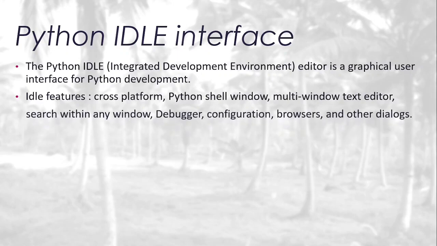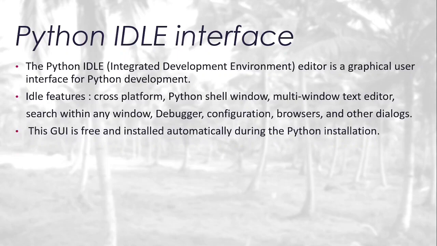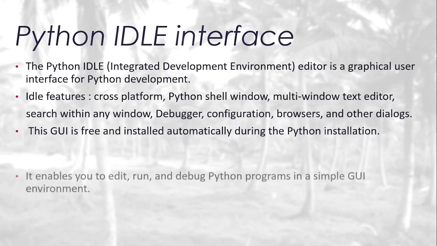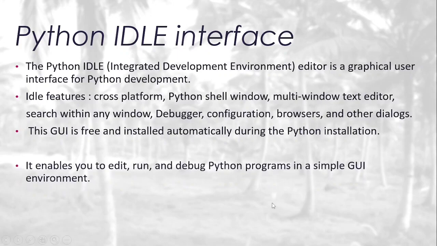Search within any window, replace within editor windows, and search through multiple files, grep. Debugger, with persistent breakpoints, stepping, and viewing of global and local namespaces. Configuration, browsers, and other dialogues. This GUI is free and installed automatically during the Python installation. It enables you to edit, run, and debug Python programs in a simple GUI environment.